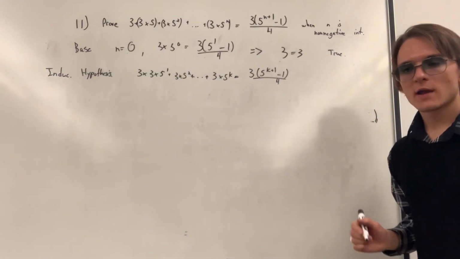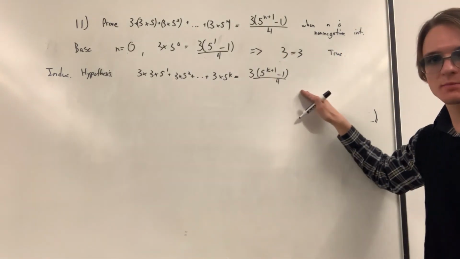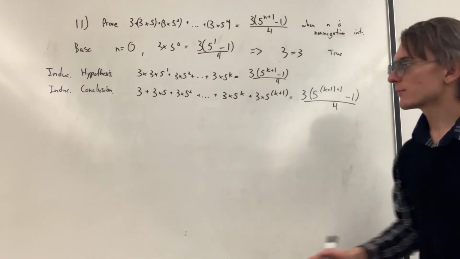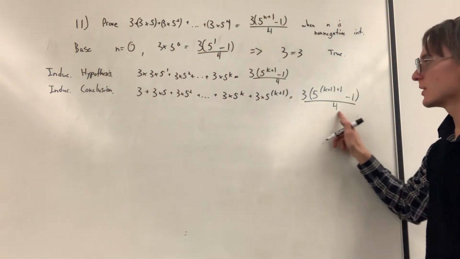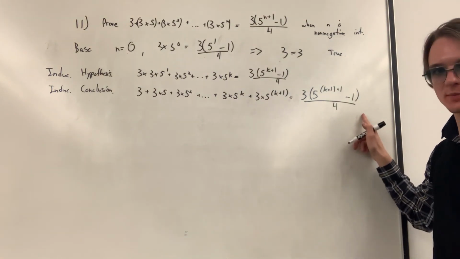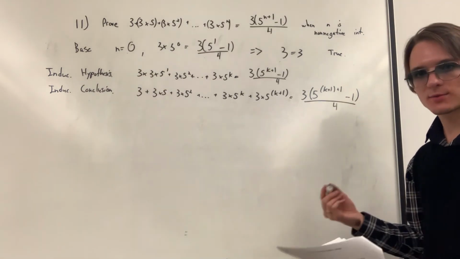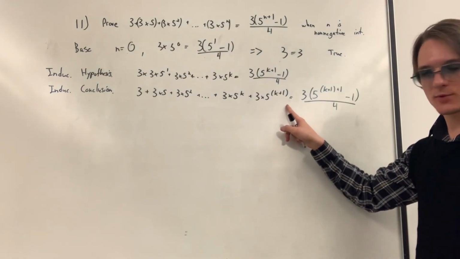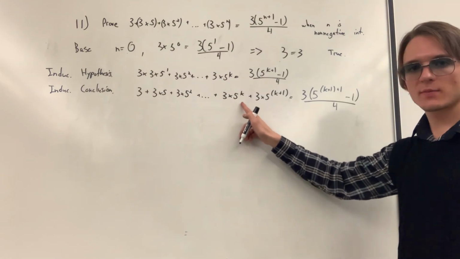For our inductive hypothesis, we replace n with k, and we get that this is our assumption. We assume this to be true. All right, so we want to prove that this increasing sequence is equal to 3 times 5 to the power of k plus 1 minus 1, over 4, just replacing all of the n's with k plus 1. We know that this is the last element in the sequence. Right before it, we have 3 times 5 to the power of k.